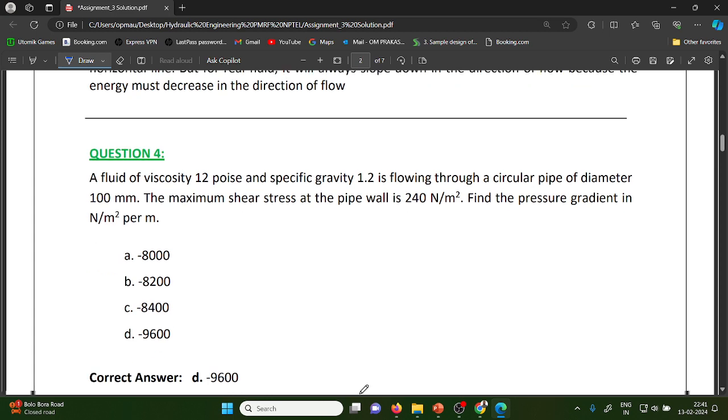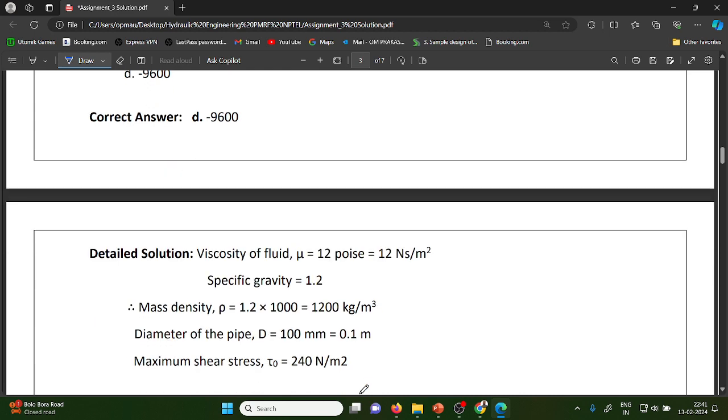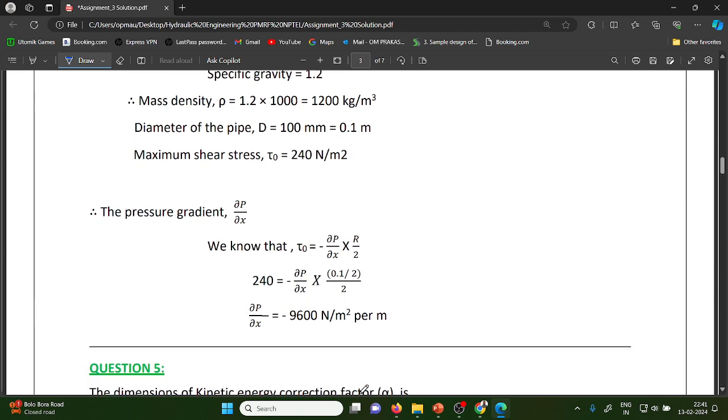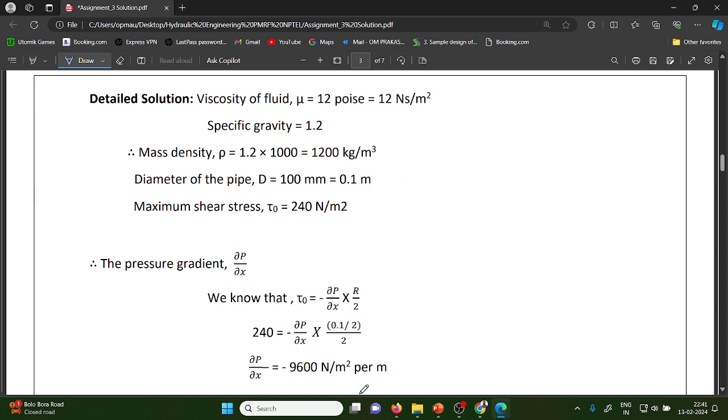So if I show the answer, the viscosity of the fluid was 12 twice, specific gravity is 1.2 was given. So the mass density is specific gravity into the standard density of standard fluid, that is 1000 of water. Diameter of the pipe was given already, 0.1 meter, and the maximum shear stress was also given, 240 Newton per meter square. The question was the pressure gradient.